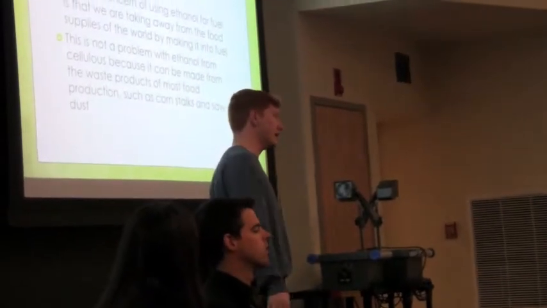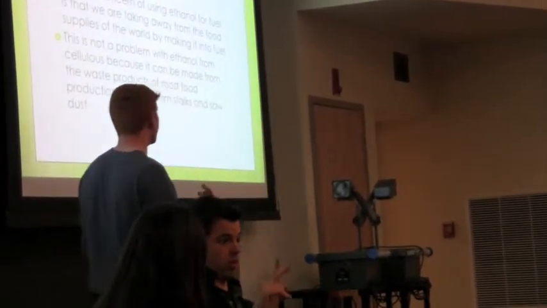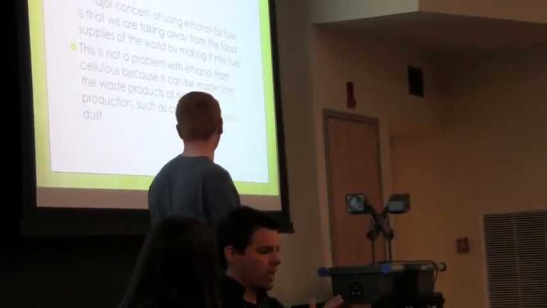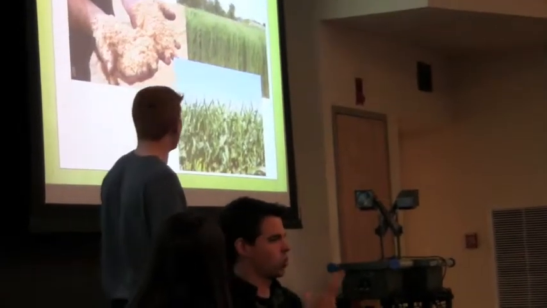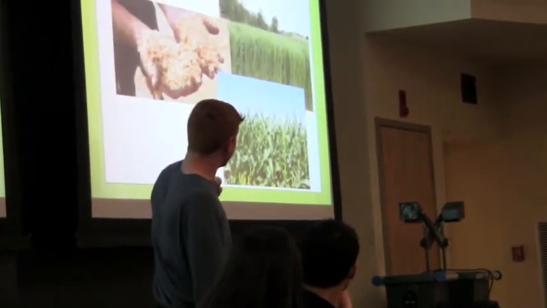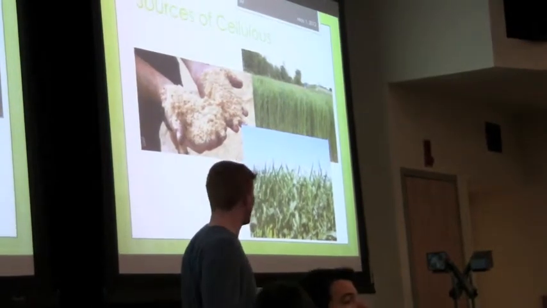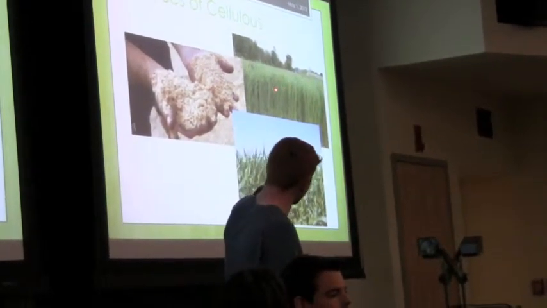Ethanol from cellulose completely eliminates this problem because you're no longer using the food products, but rather the waste products that you get from it. As you can see, we have the stalks of corn, wood chips from wood processing plants, and this is switchgrass up in the corner.